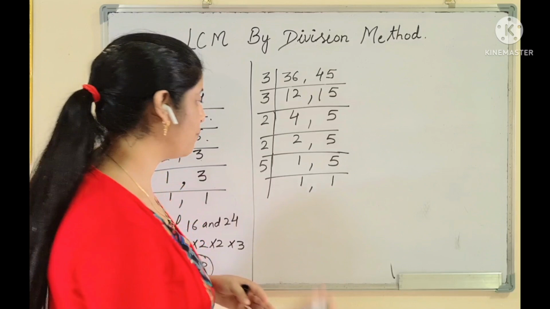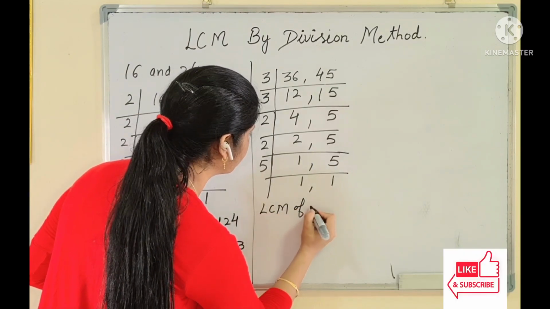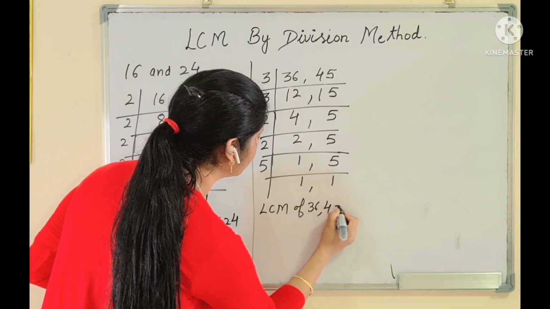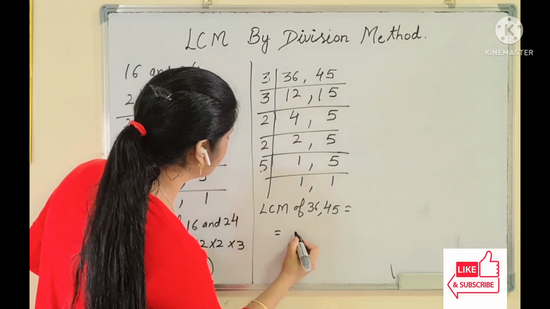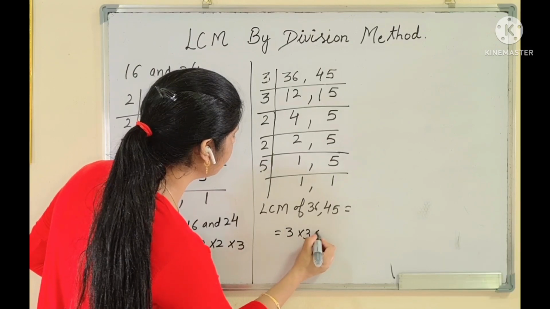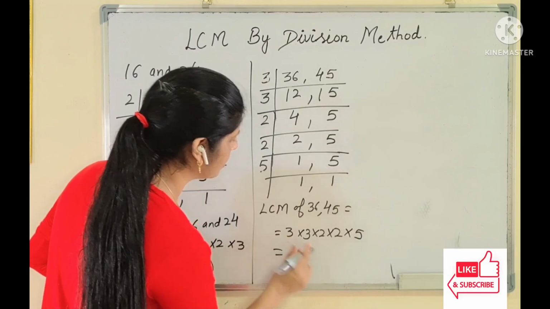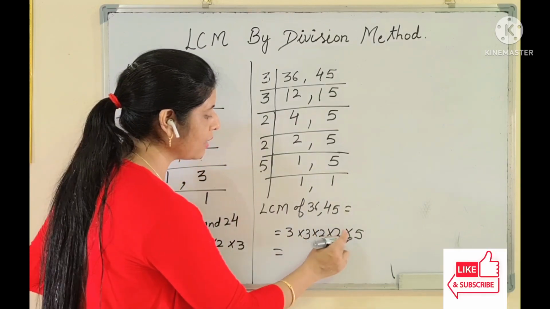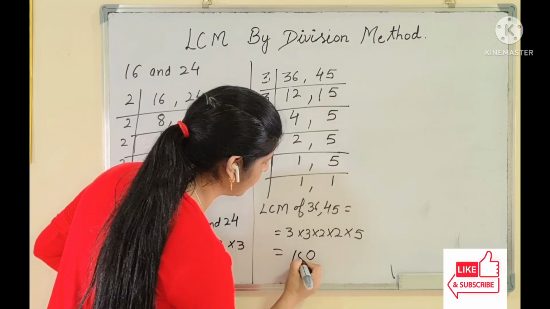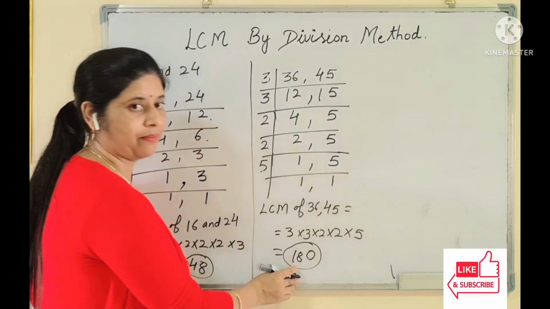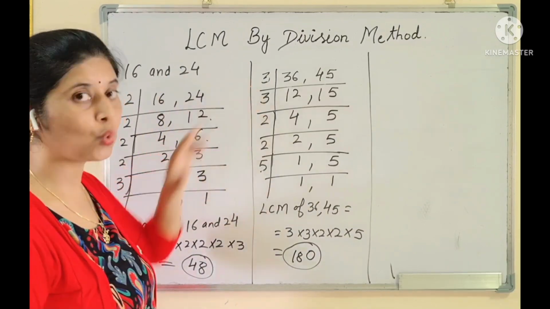Next step, it's very easy. You have to write down the LCM of 36 and 45. Multiply all these numbers: 3 multiply 3 multiply 2 multiply 2 multiply 5. 3 3s are 9, 9 2s are 18, 18 2s are 36, 36 5s are 180. This is the LCM. Now here we have learned to find the LCM of two numbers.